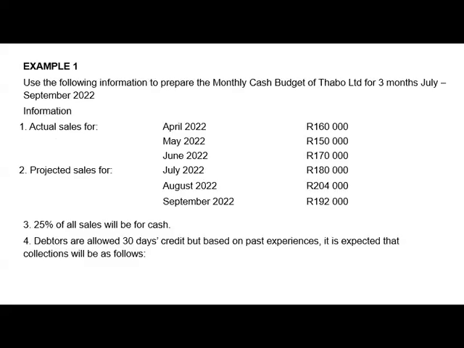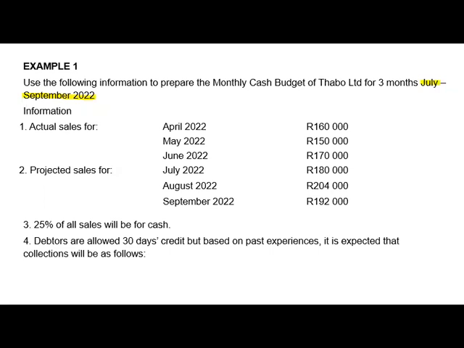Now, let us look at this example here. We need to use this information to prepare the monthly cash budget for Tower Limited for 3 months. Highlight that, okay? So we are preparing the cash budget for 3 months starting in July up to September. Now, our budget period is from July to September, and you will note that before July, we only had actual sales because that is outside or before our budget period. Because those months have passed already, we are going to use the actual amounts of sales that took place in those months. Please note that here in this information, we are given total sales.